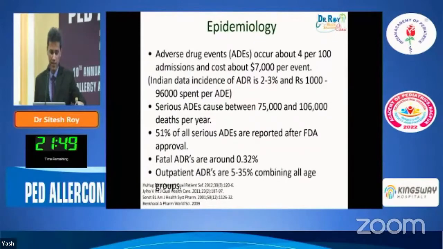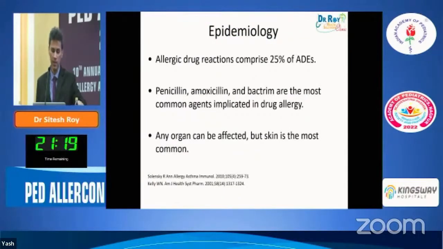These reactions in the US cause about 75,000 to 106,000 deaths every year. That's a very high number. 51% of all serious adverse reactions are actually reported to the FDA, and fatal drug reactions occur in about 0.32%. Outpatient drug reactions, which are very rarely reported, make up to 35% of cases when you combine the age groups that you're looking at. Allergic reactions amongst the adverse drug reactions make up only 25%, maybe even less if you do very careful studies.